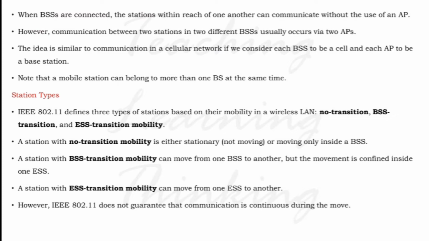And the third one, a station with ESS transition mobility can move from one ESS to another. However, IEEE 802.11 does not guarantee that communication is continuous during these moves. So these are the three station types: no transition, BSS transition and ESS transition mobility.